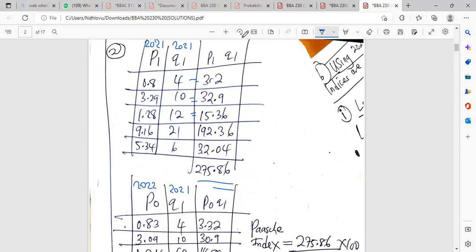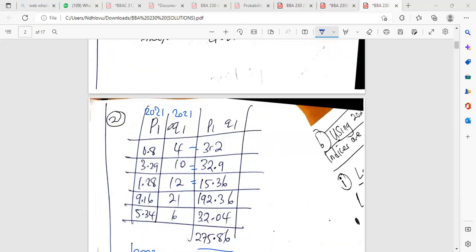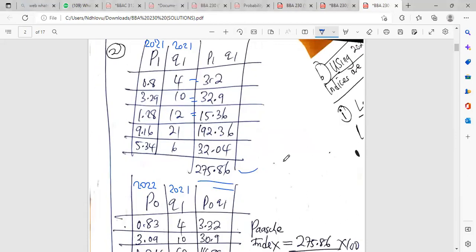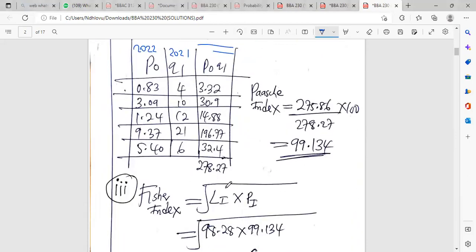All right. So we go to the other one. So we are saying the other one is, well, after multiplying the P1 and Q1, we are getting that figure. Then the P0Q1, we are getting the 278. So the partial index, we are getting 275.86 over that, with 99.134.